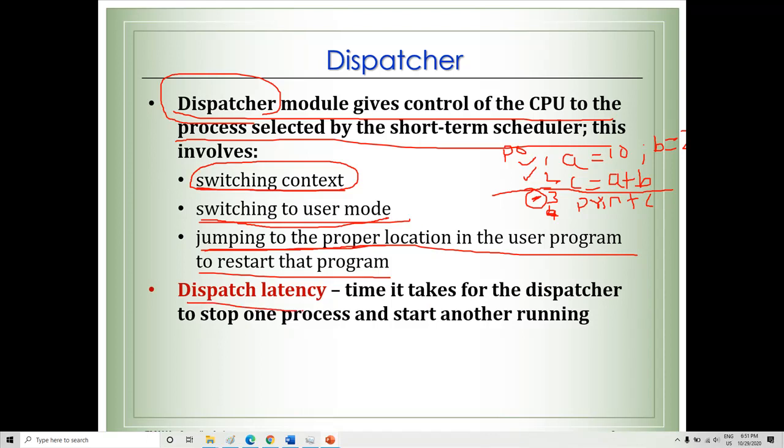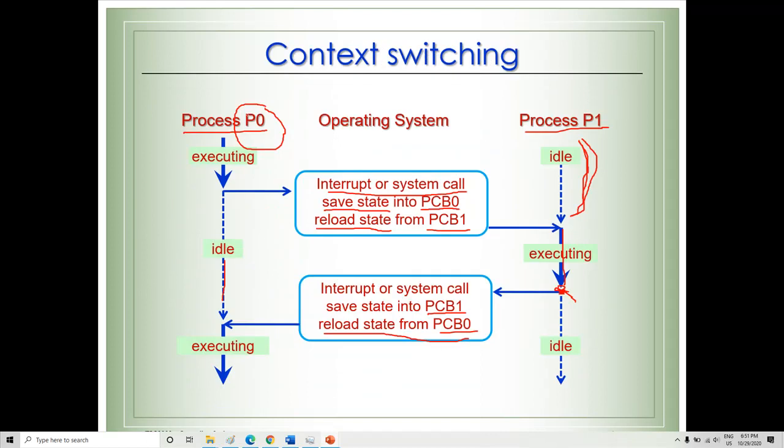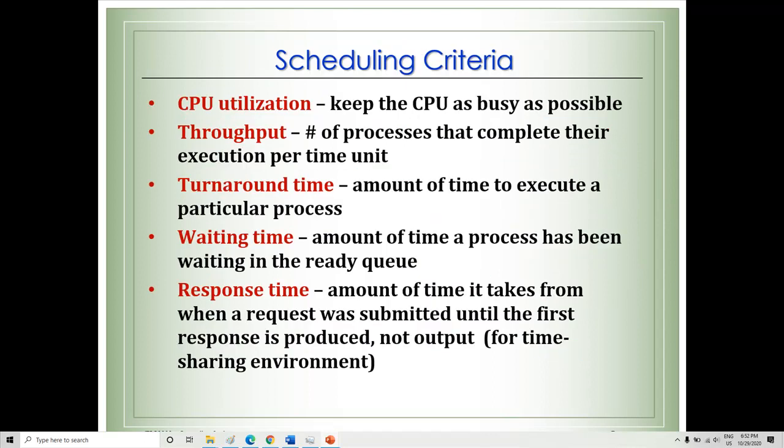Dispatch latency is the time it takes for the dispatcher to stop one process and start another running. Here you see process P0 is running, now it is stopped, and P1's execution starts. P0 stopped and P1 is made to run. So some amount of time would be wasted, correct? That is called dispatch latency.